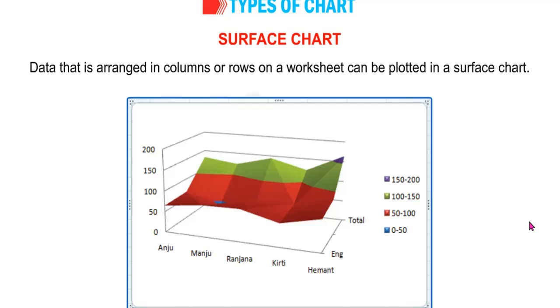Last chart in this section is surface chart. Data that is arranged in columns or rows on a worksheet can be plotted in a surface chart, like a mat put downside. In a topographic map, colors and patterns indicate areas that are in the same range of values. You can use the surface chart when both categories and data series are numeric values. It is a 3D chart.